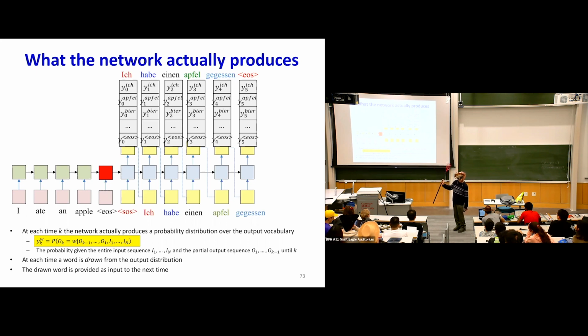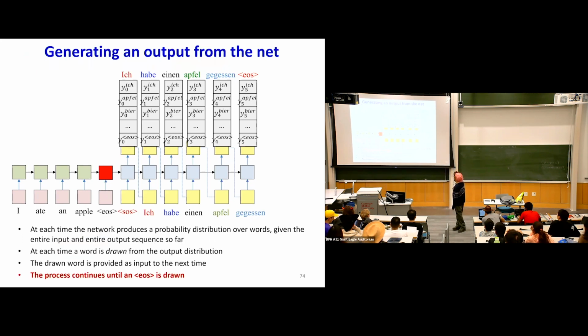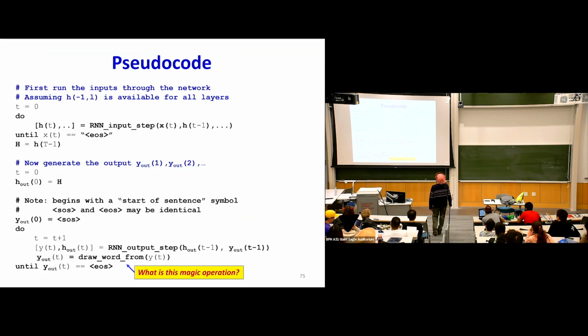This making sense? Right. So this process is going to continue until the end of sequence marker is drawn. Now, what exactly happens over here? This is what we had over here: draw word from YT. And we were drawing some word from the distribution.